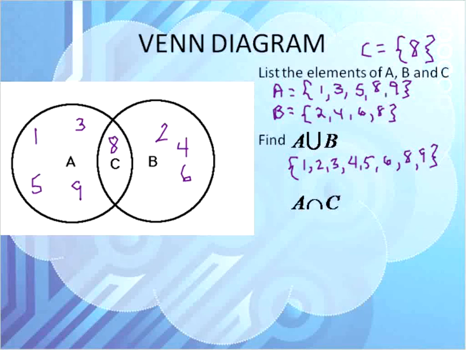A intersect C. So now we're looking at where A and C intersect each other. Well, we already talked about that a little bit. From looking at just the diagram, you can see that they intersect right here, A and C. So 8 is our intersection. You can also look at it from the sets of numbers. A and C have only the 8 in common. So A intersect C is going to have only the element 8.